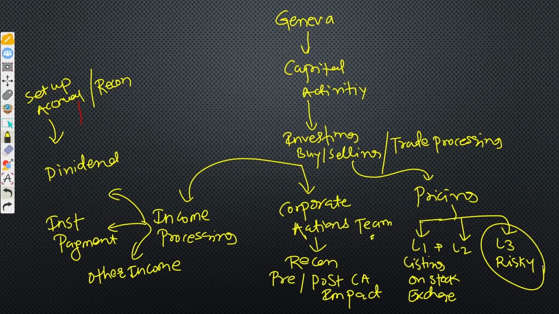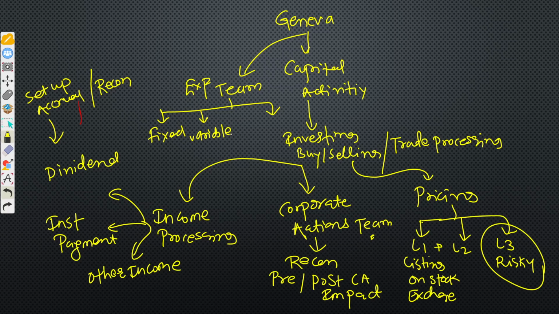Income processing, corporate actions, pricing, and then apart from that, not under investing, but under, I would say, Geneva only, you can create an expense team. Expense team for different expenses, fixed, variable. Incentive fees is variable, management fees is also variable. But admin, legal, and other expenses, you can fix it out.